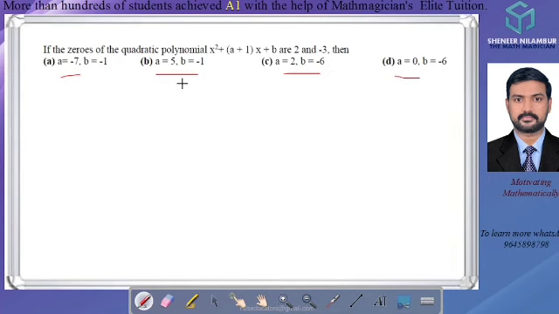First of all, here it is given the zeros are 2 and minus 3, which are the values of x. First value we know as alpha and second value we know as beta. So we can do one idea. We can just apply these values in this equation, x square plus (a plus 1) into x plus b. Already we studied, if alpha and beta are there, here alpha is 2 and beta is minus 3.